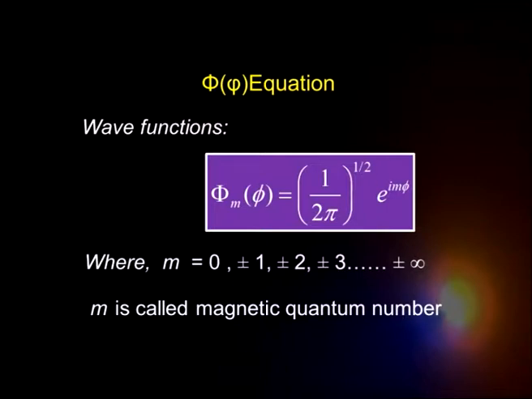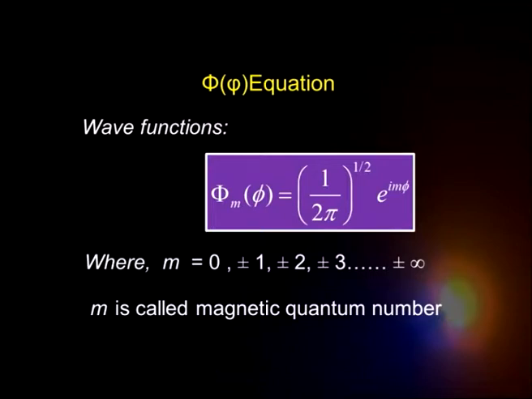You may be trying to relate this to what you know from your earlier knowledge, that m doesn't have these values. We'll come to that as we proceed further, because they are not the ones we are familiar with. How are they different and why are they different? We'll come to that. Now, when I solve the phi equation, I get a series of functions and a quantum number m.